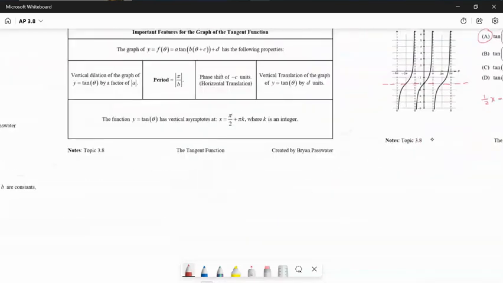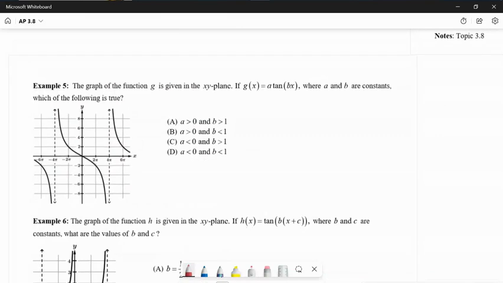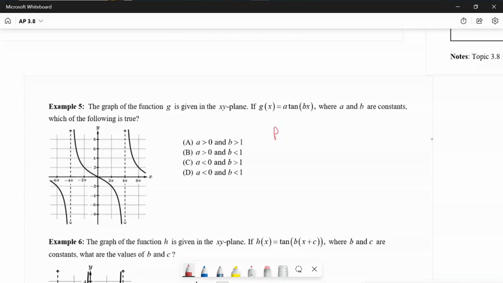All right, number 5. We have the graph of g given. We want to figure out what A and B, which are constants here, would be. So I'm again going to start with the period here. I see that this is going from -4 pi to 4 pi. That's one cycle, which means that the period would be 8 pi. And then I want to set the 8 pi equal to pi over b.